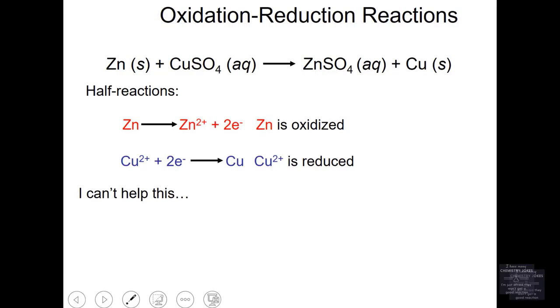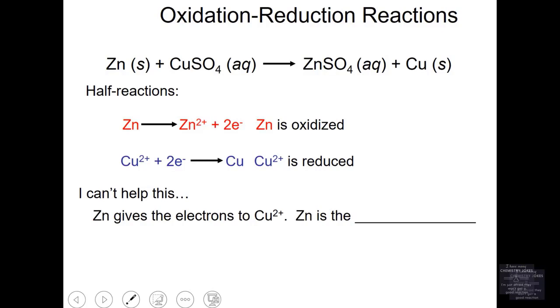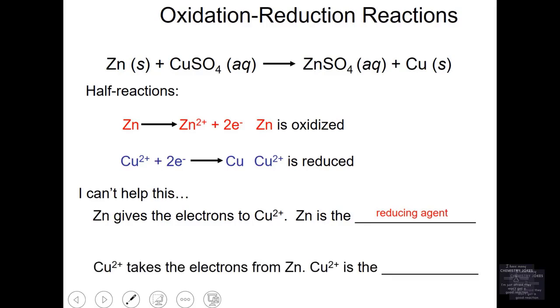I can't help that some of the terminology around redox reactions is confusing, but because zinc gave electrons to copper, zinc is called the reducing agent because it assisted copper in being reduced by giving the electrons to copper. On the other hand, copper, Cu2+, took electrons from zinc, so that makes copper the oxidizing agent. Yeah, real strange, I know. The thing being oxidized is the reducing agent. The thing being reduced is the oxidizing agent.